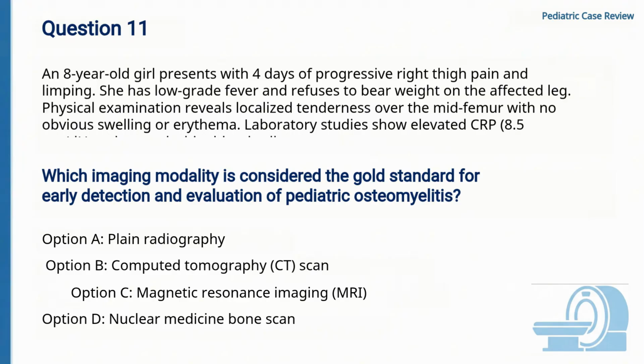Case 11. An 8-year-old girl presents with 4 days of progressive right thigh pain and limping. She has a low-grade fever and refuses to bear weight on the affected leg. Physical examination reveals localized tenderness over the mid-femur with no obvious swelling or redness. Laboratory studies show an elevated C-reactive protein of 8.5 milligrams per deciliter with a normal white blood cell count. Which imaging modality is considered the gold standard for early detection and evaluation of pediatric osteomyelitis?